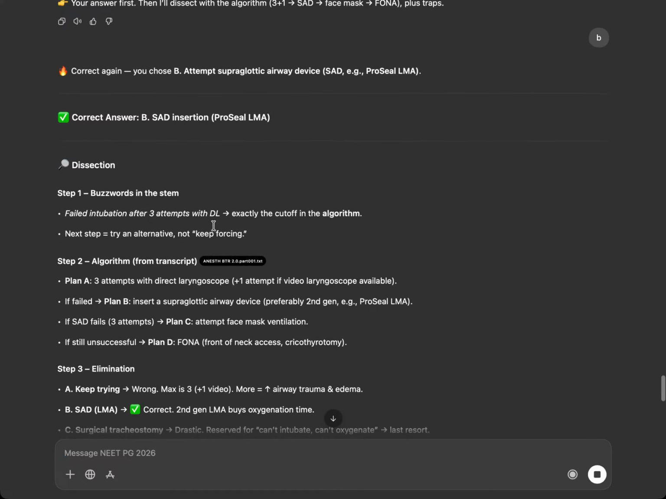Failed intubation after 3 attempts with direct laryngoscope is exactly the cutoff in the algorithm. See, in the original difficult airway management algorithm, face mask ventilation and tracheal intubation with direct laryngoscopy is done 3 times, maximum 3 times. You can try one more time if a C-MAC can be arranged within that time. Otherwise, it's fine. Next, in plan B, second generation SAD insertion, second gen LMA can be used.